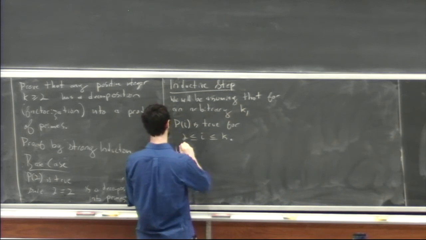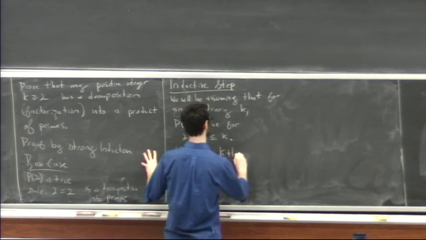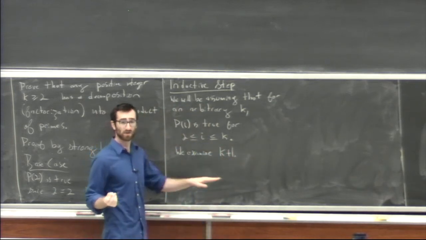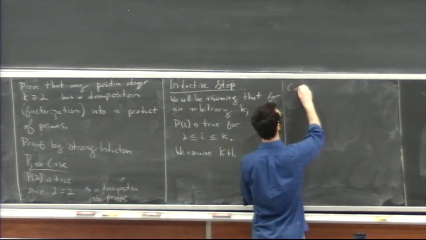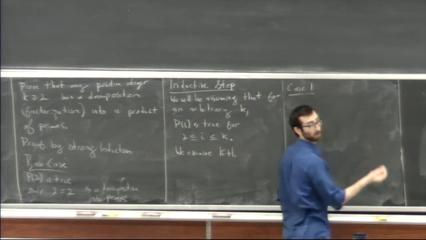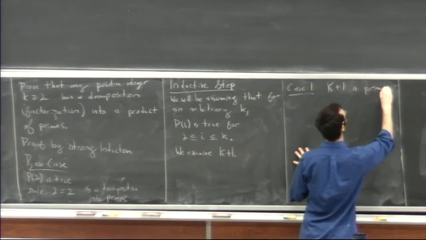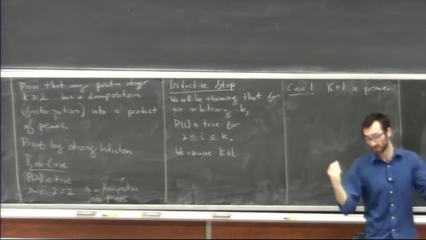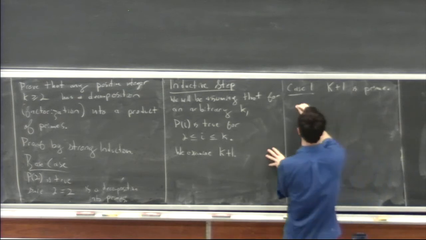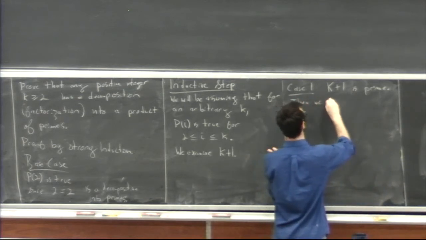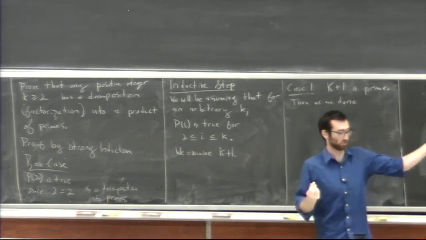So we examine k plus 1. Now, there are two cases for k plus 1. Case 1, k plus 1 is prime. It's possible that k plus 1 is a prime number. If k is 100, then indeed 101 is a prime number. If k plus 1 is prime, then we are done, because it can be written as a product of primes, namely it's just itself.